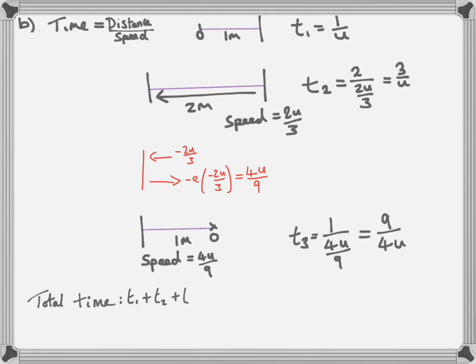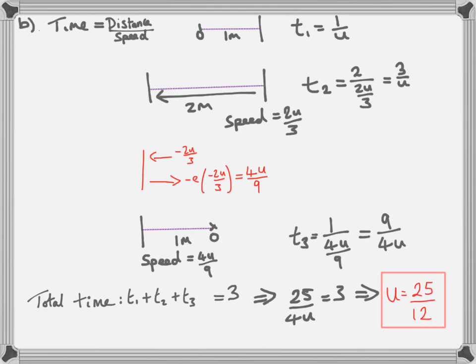So the total time would be t1 plus t2 plus t3, and we're told that's equal to 3. So if we now substitute all of this in and simplify a little, we'll see that t1 plus t2 plus t3 equals 25 over 4u. That's equal to 3, so one more step will give us that u is equal to 25 over 12. And that's the problem solved.